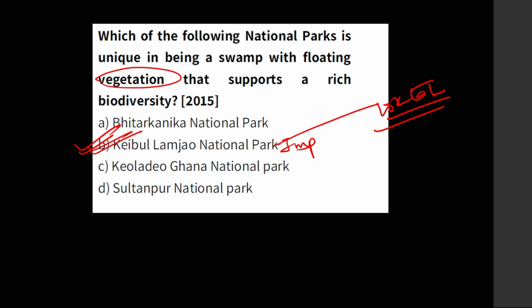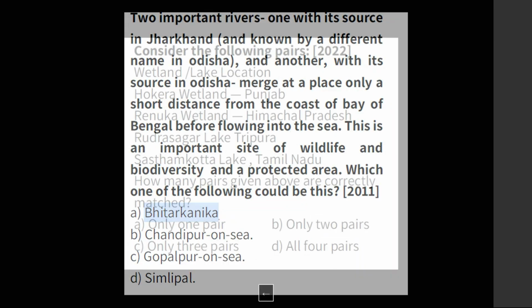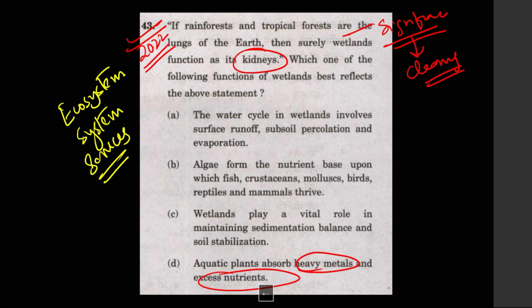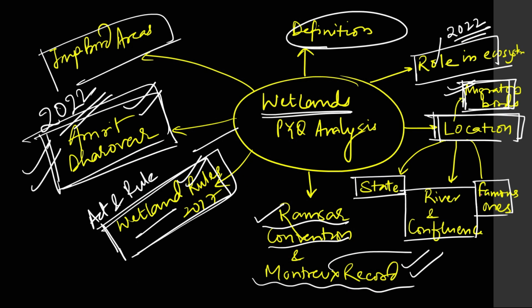Very, very important. So this is a very important location. I told you they are asking questions on what? Okay, specific. They are asking questions on famous wetlands. You can see here again, let me go back, you can see famous wetland. They're asking questions on famous wetlands, or river-based questions, or state-based, location-based questions.